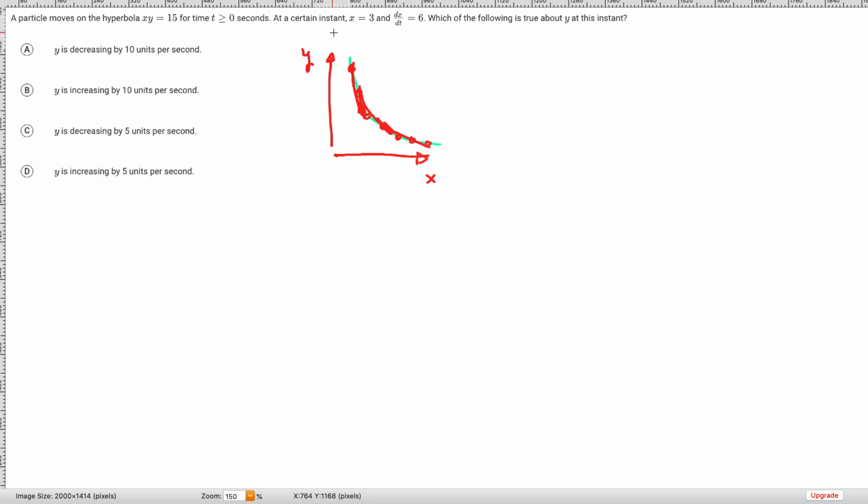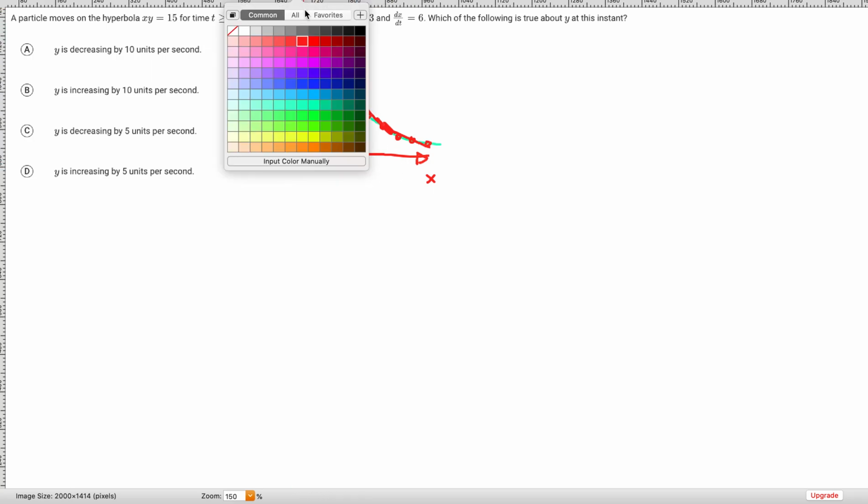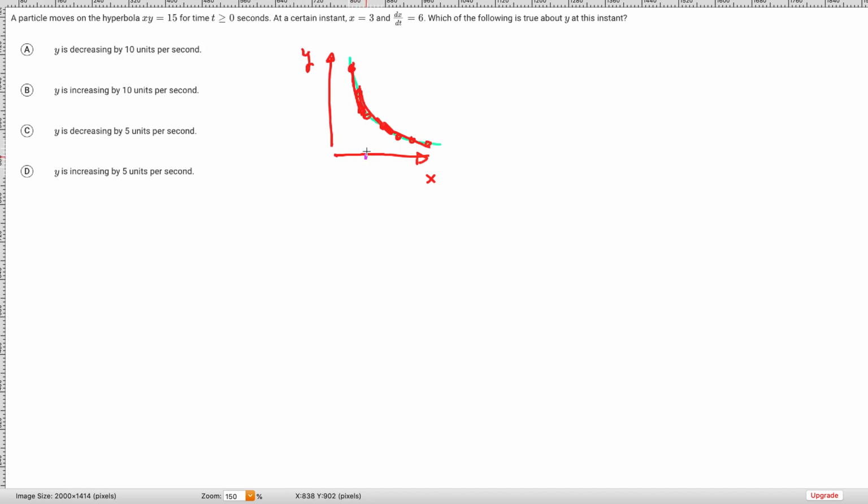Now, it says that at a certain instant x equals 3 and dx/dt, the rate at which it's changing in the x direction. So if I were to mark off how it's moving in the x direction, it moves along the x direction and it could move back and forth, and this would correspond to where its position along x would be changing. Now, which of the following is true about y at this instant?